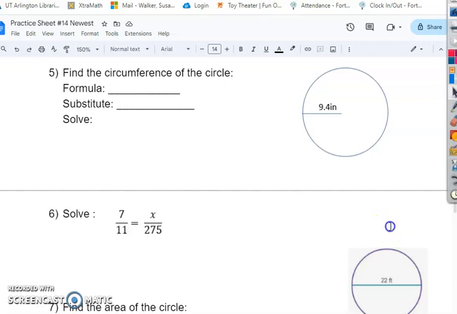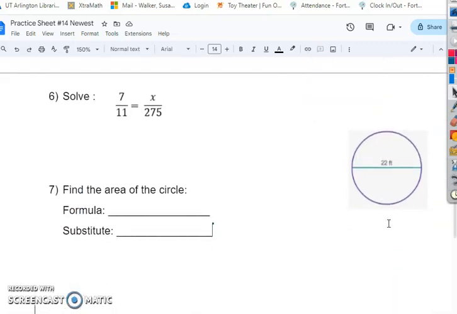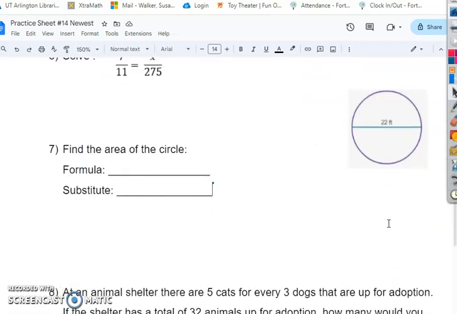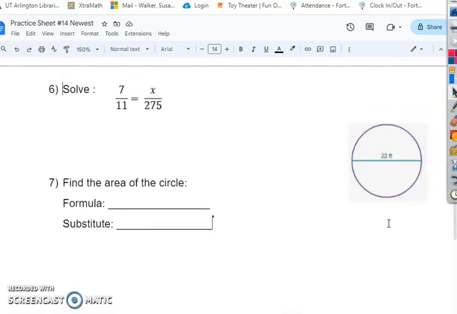If you do it right, you will have 3-digit by 3-digit multiplication, and we definitely need the practice. Okay, number 6 is solve. We're just going to practice cross multiplying, right? So your job is to multiply 275 times 7.